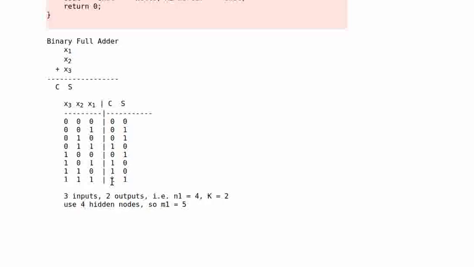So we can modify our MLP with 3 inputs now, so N1 will be 4, and 2 outputs, that means K equals 2, and we will use 4 hidden nodes, so M1 becomes 5. Now let's copy this program, cp MLP.cpp to MLP_FA.cpp, FA for full adder.